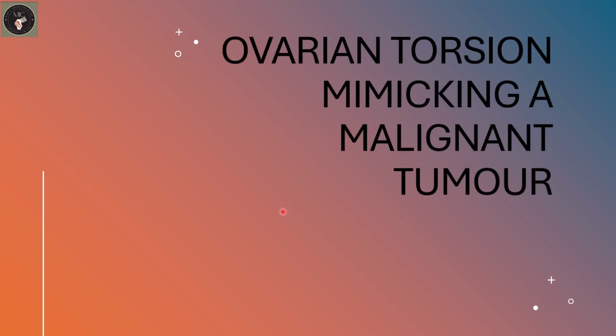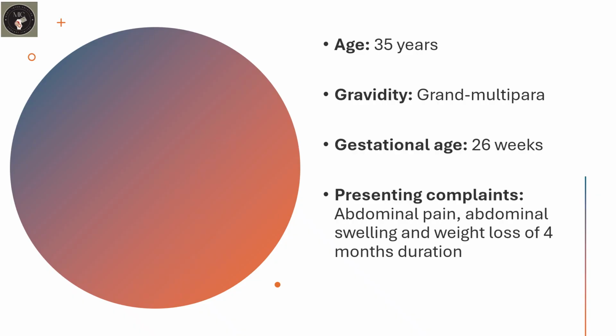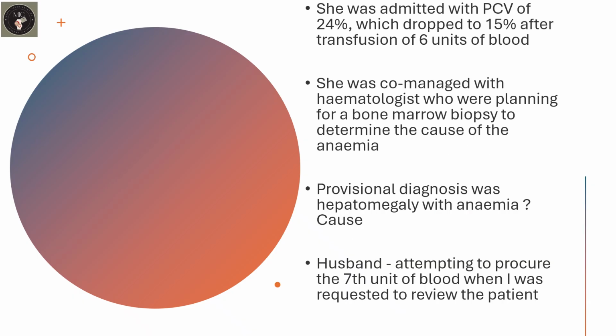Ovarian torsion mimicking a malignant tumor. This case was done with a 35-year-old grand multipara who presented at 26 weeks of gestation with complaints of abdominal pain, swelling, and weight loss of 4 months duration.